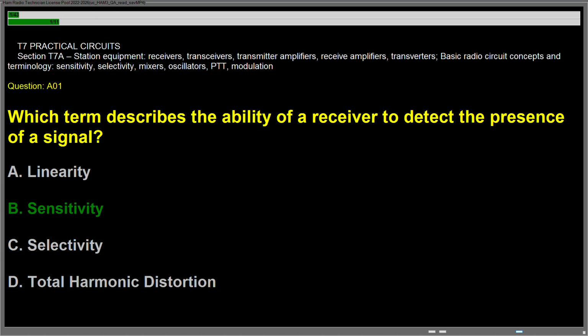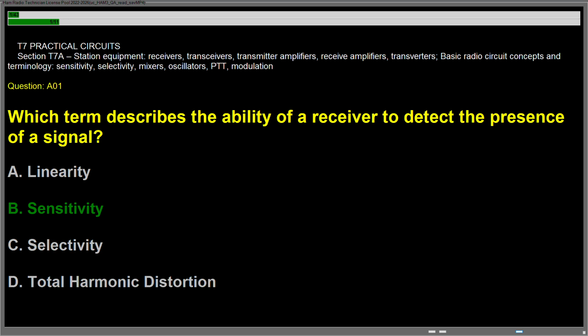Sub-element 7, Practical Circuits. Section T7A, Station Equipment: Receivers, Transceivers, Transmitter Amplifiers, Receive Amplifiers, Transverters, Basic Radio Circuit Concepts and Terminology, Sensitivity, Selectivity, Mixers, Oscillators, PTT, Modulation.